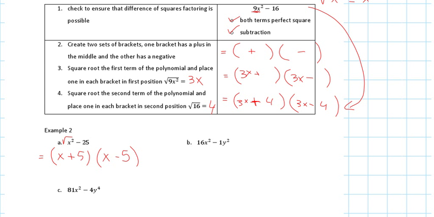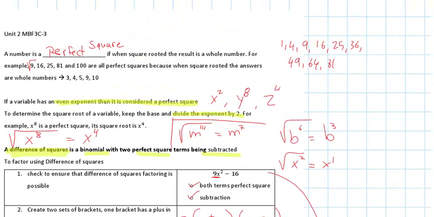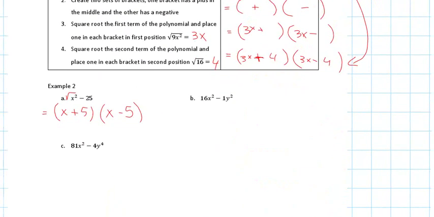Is my second question a difference of squares? I keep saying perfect square. Is 16x squared a perfect square? Yes, 16 is a perfect number. x squared has an even exponent. Is 1 a perfect square? Yes, it is. 1 is a perfect square because 1 squared is 1, right? Is y squared a perfect square? So I can use difference of squares. Is there a minus between them?